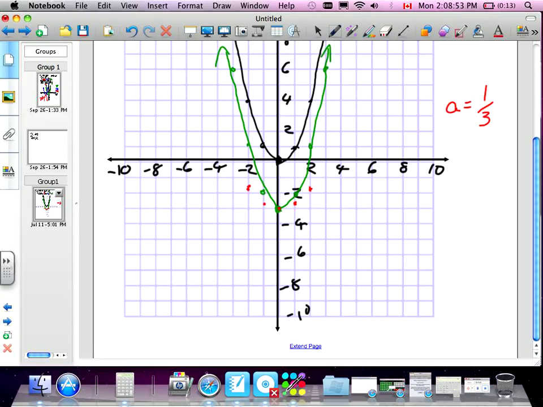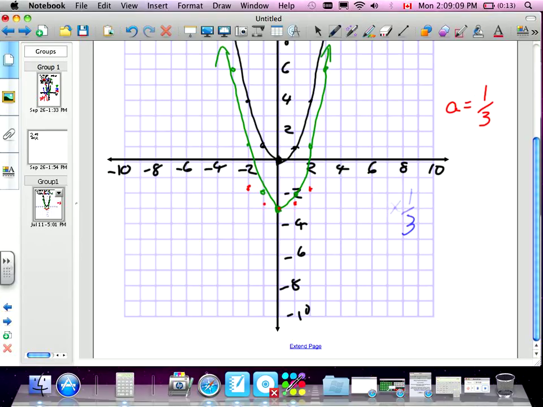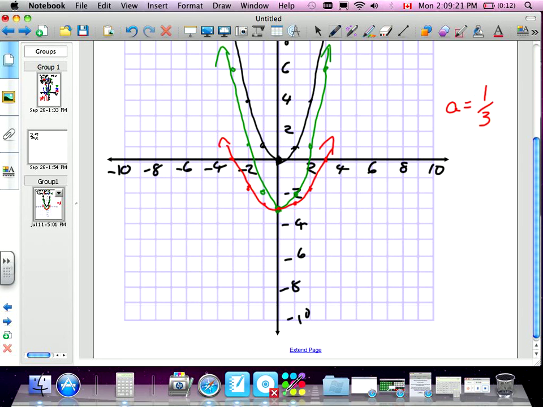What about for 3? Normally I go over 3, up how many? 9. Because a is a third, 9 times 1/3 would be 9 over 3, which is what value? 3. So I go over 3, up 3. 1, 2, 3. If you guys notice, this parabola is fatter or compressed compared to the green version. And I could keep going for more and more values.